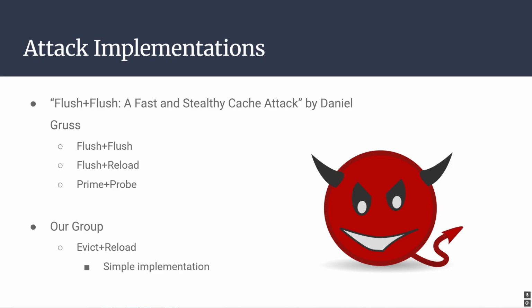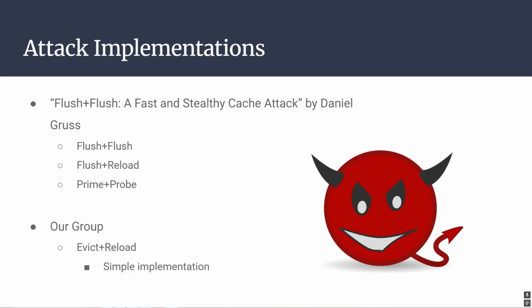So for our attack implementations, we implemented 4 different cache-based side channel attacks. The first 3, flush flush, flush reload, and prime probe, are taken directly from the paper Flush+Flush, a fast and stealthy cache attack by Daniel Gruss, and we use the original code provided by the authors to run these attacks reliably and in a reproducible way.